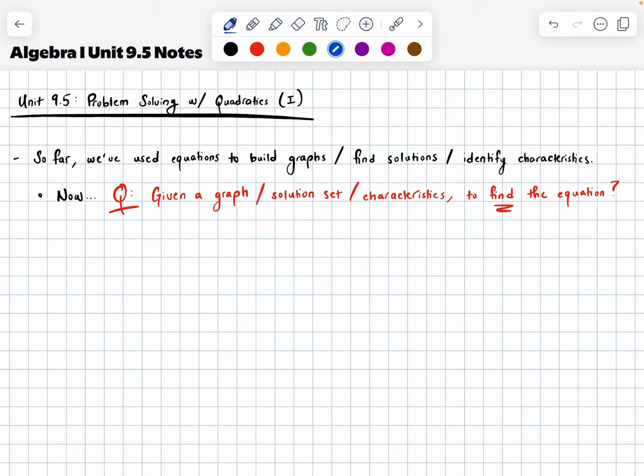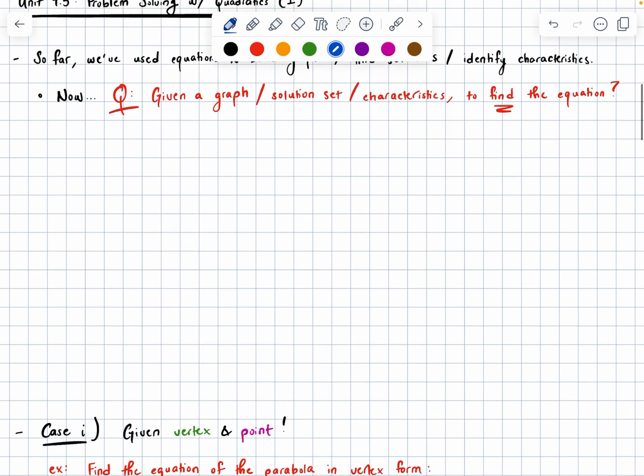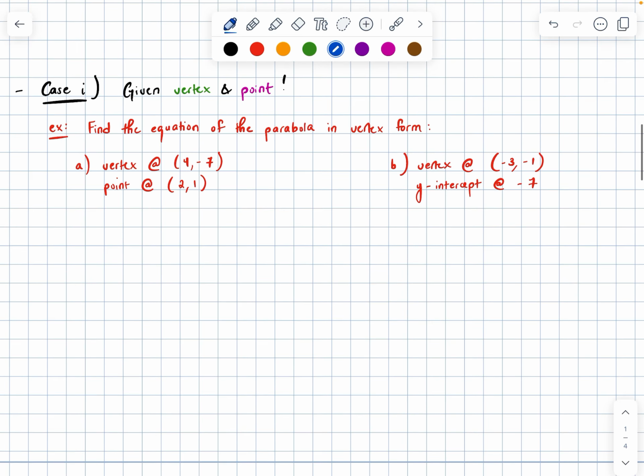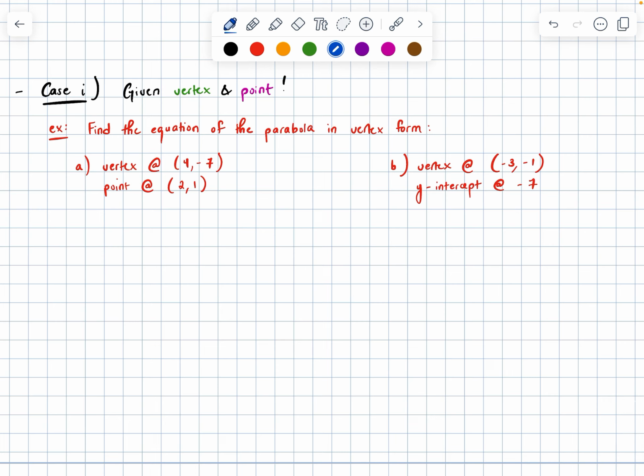All that to say, if we put that question down, flip it, and reverse it, now we want to ask, well, if I'm given information about a graph, or its solution set, or its characteristics, how can I use that information to my advantage to find the equation that produced them? There are 2 cases where we are likely to encounter problems like this. The first is when I tell you something about the vertex and something about a point on the graph. Here I want to build equations in vertex form.